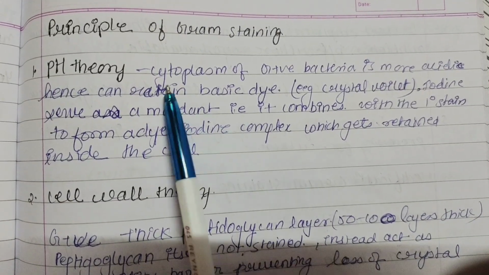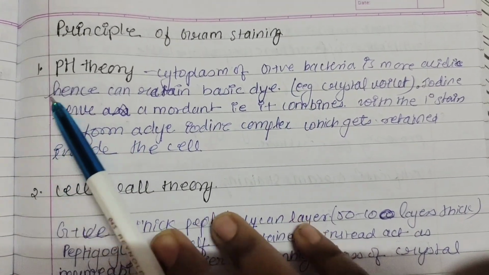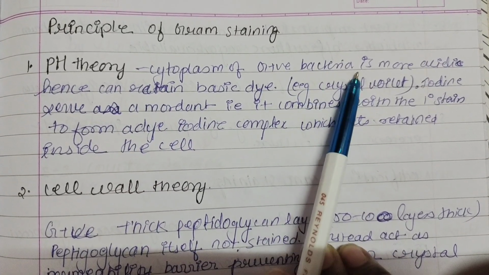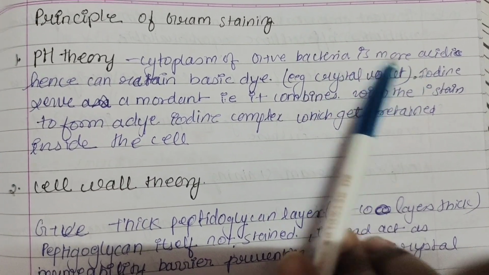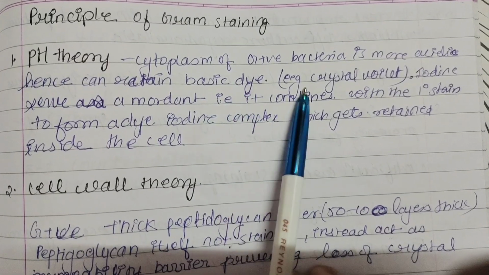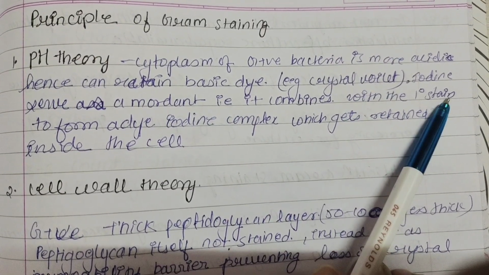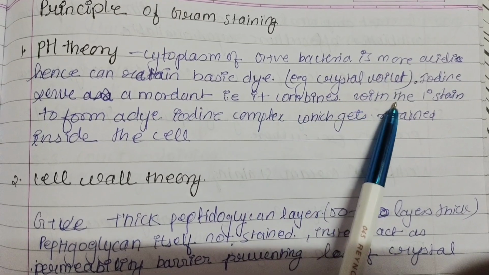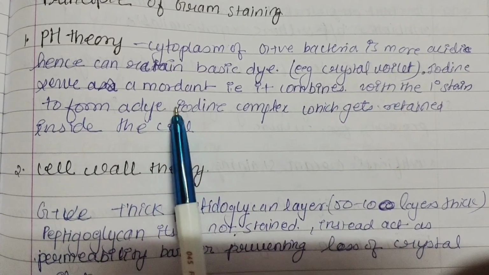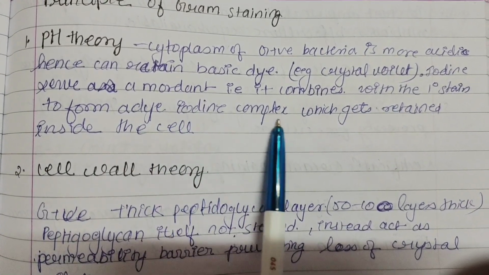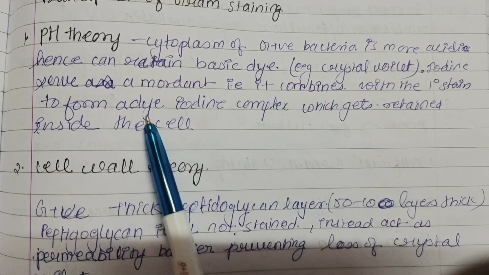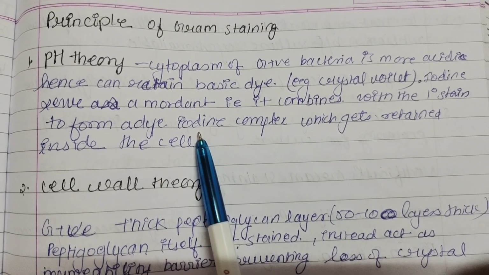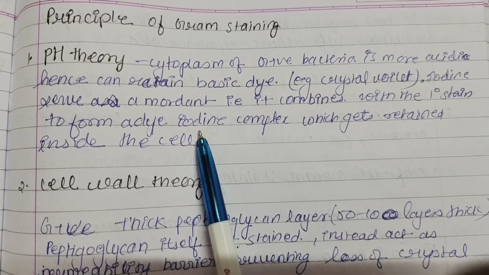Now the principle of gram staining. The first theory is the pH theory, in which the cytoplasm of gram positive bacteria is more acidic, hence can retain the basic dye, that is crystal violet, and iodine serves as a mordant, that is, it combines with the primary stain to form a crystal violet-iodine complex which gets retained inside the cell. So in this way the primary stain is retained in the gram positive bacteria.